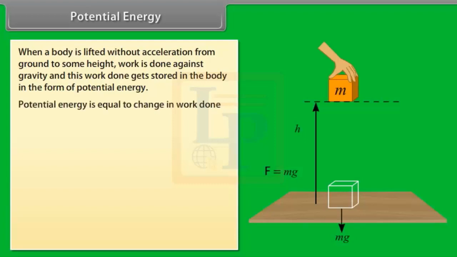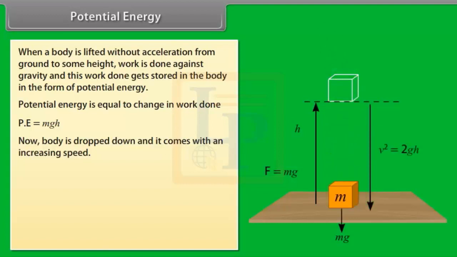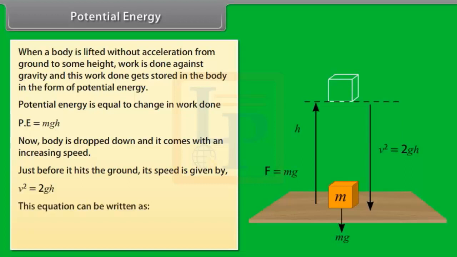Potential energy is equal to the work done. So, potential energy is equal to mgh. Now, the body is dropped down and it comes down with increasing speed. Just before it hits the ground, its speed is given by v square is equal to 2gh. This equation can be written as half mv square equals mgh.